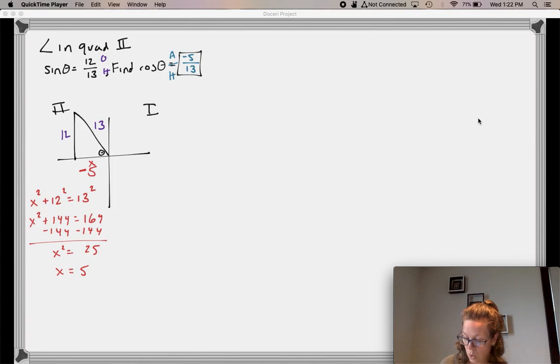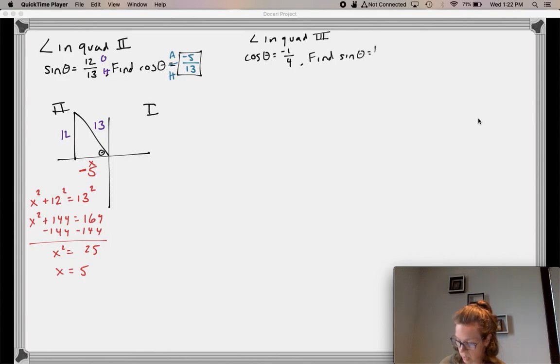Okay. We'll do one more. So in this one, we're going to put our angle in quadrant 3. We're going to say that our cosine this time is equal to negative 1/4, and we want to find sine of the angle.